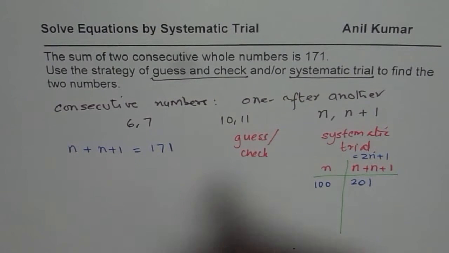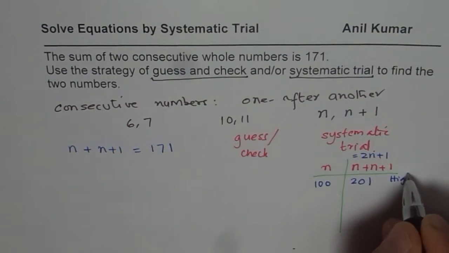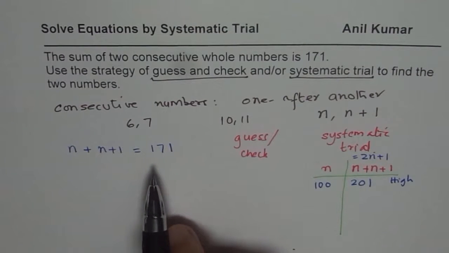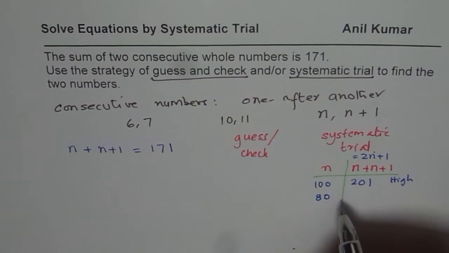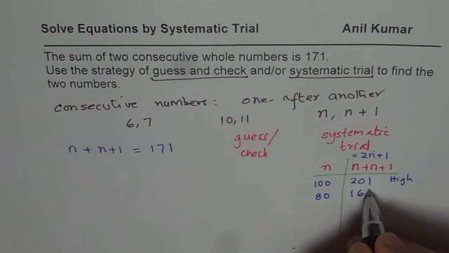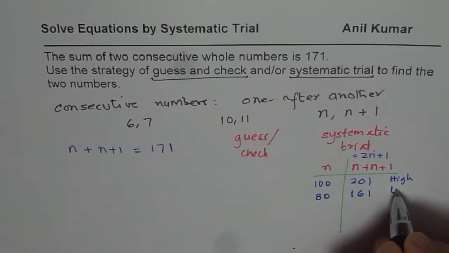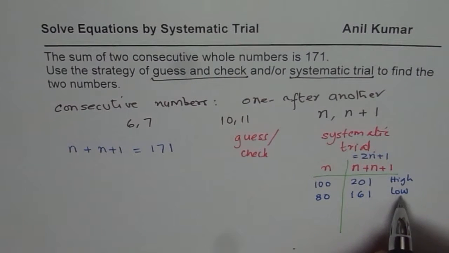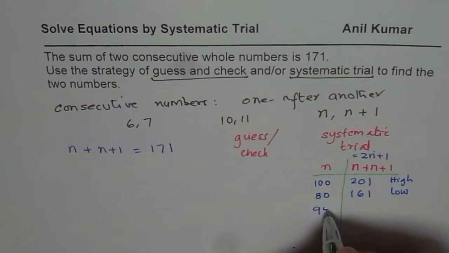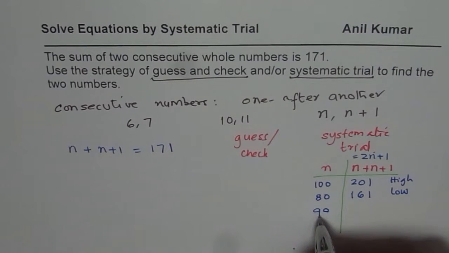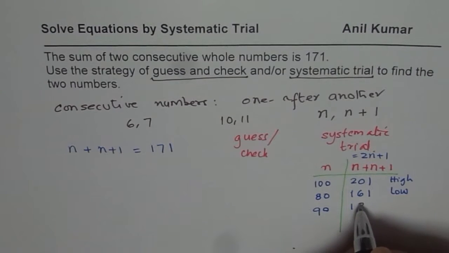Now 201 is high, right? So we'll say, well, this is very high. We need to select a lower number. Let us select a lower number, let us say 80. If I take 80 as the value of n, 2 times n is 160, and 1 more than 160 is 161. Well, this value is low. Since this value is low, we can go for a higher value. So we'll try the value of 90. 90 times 2 is 180, and 1 more than 180 is 181.